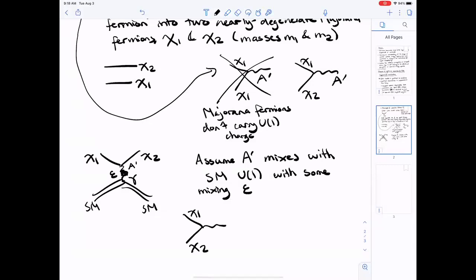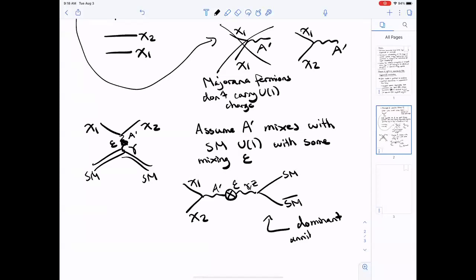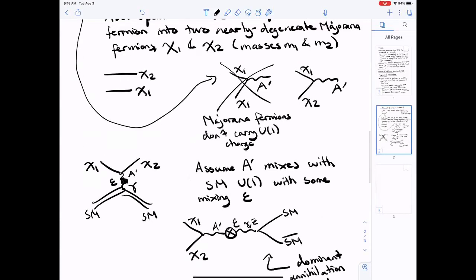It looks like this. So this could be a gamma or a Z, and then this is going to be a standard model particle and its antiparticle, okay? So if the A prime is sufficiently light, there will be other annihilation channels, but if the A prime is heavy enough that you can only make it off shell, then this is what you would think is the dominant annihilation channel. Yes, this is the dark age boson.